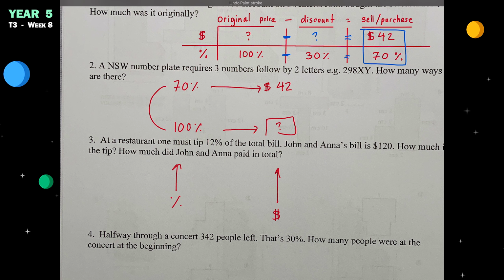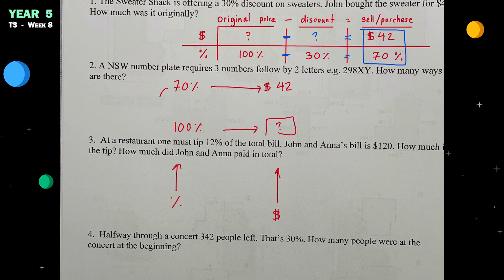So what I'll do is I'll go from 70 maybe to 10%. I can even go to 1% if I wanted to, but maybe 10 is enough for me, because from 10 I can easily go to 100. Okay, 70 to 10. From 70 to 10, you have to divide it by 7, and from 10 to 100, you must times it by 10.